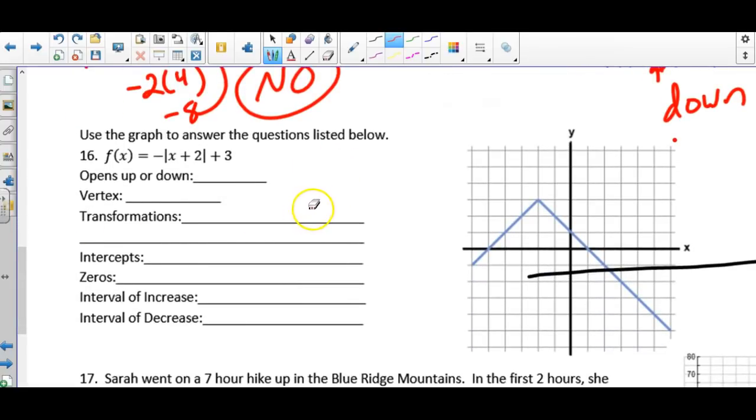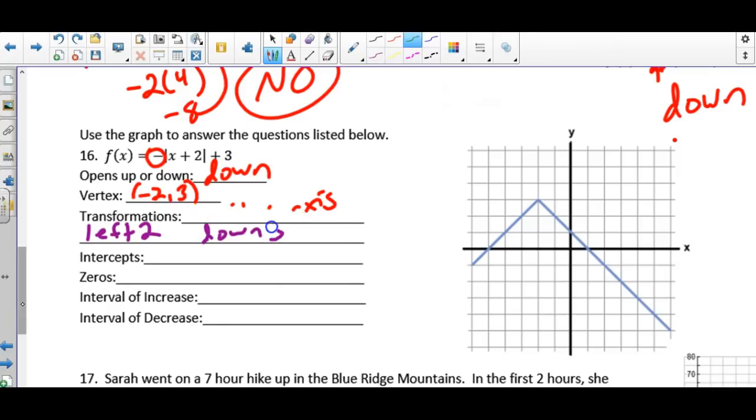Answer the questions below. Again, does it open up or down? That tells me down. What's my vertex? Do the opposite here, -2. Up 3. Transformations. The negative says reflect over the x-axis. That +2 says left 2. And that 3 says down 3.